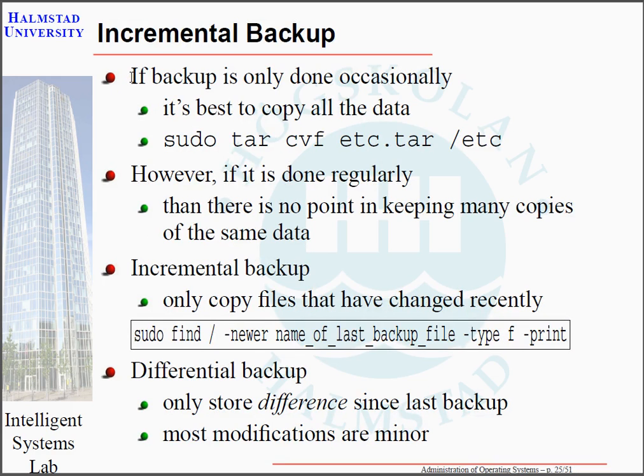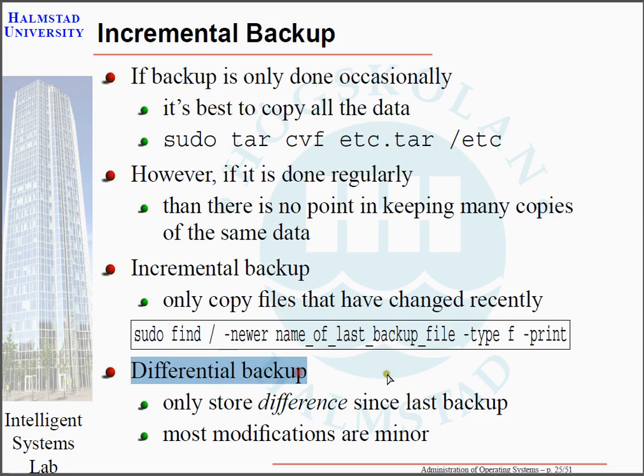If you are only doing backup occasionally, then it's probably best to copy all the data and not really worry about very complicated schemes. But if you are doing it regularly, maybe every day or so, then you don't really want to have so many copies of the same data. So then what you want to do is some kind of incremental backup, where you only make copies of files that have recently changed. So you can use find to do this. There are of course a lot of tools that will do this kind of backup for you.